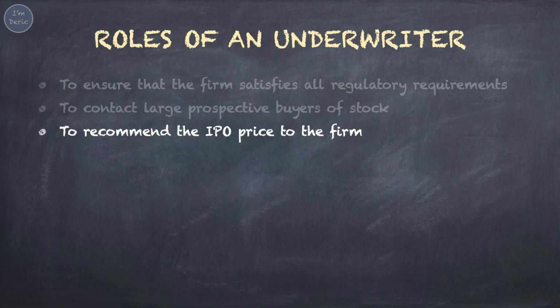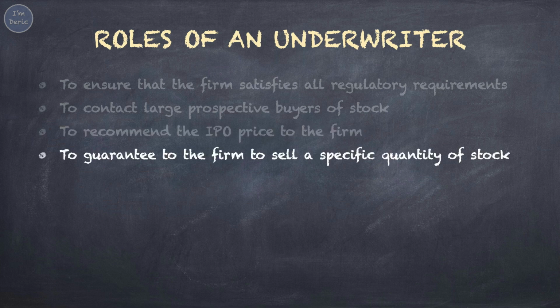The underwriter has to recommend the IPO price to the firm. This is the price at which the shares will be sold. An excessive price may leave the firm with unsold stock, while a price that is too low will mean foregone revenue from the stock sale.